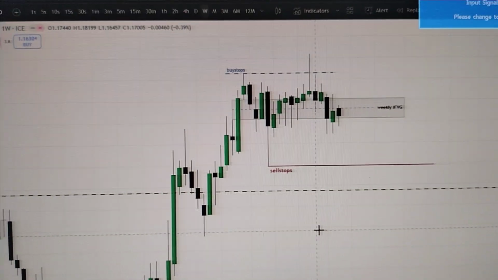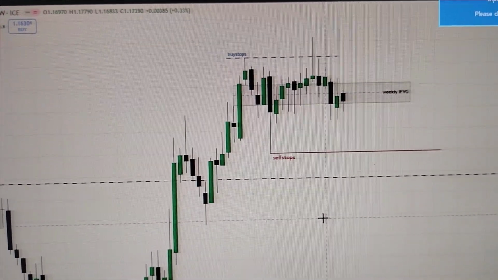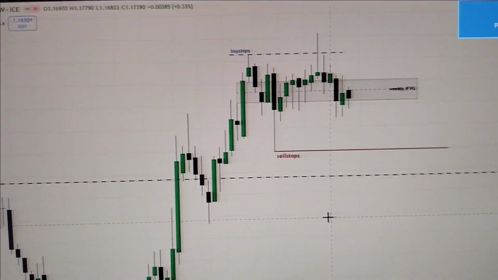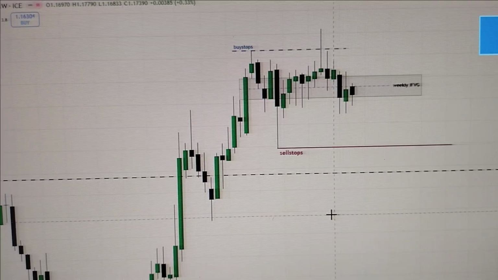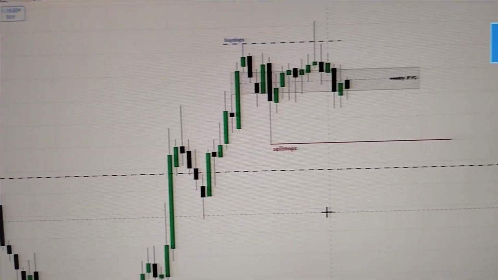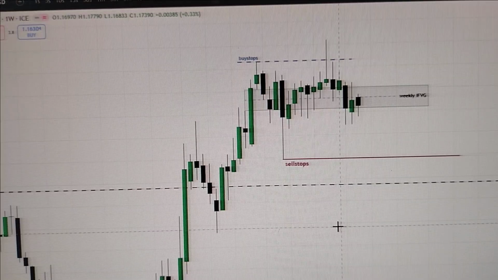Guys, I don't have that mode. I don't know how to use that screen recording mode, so that you can get a clear view of those charts.